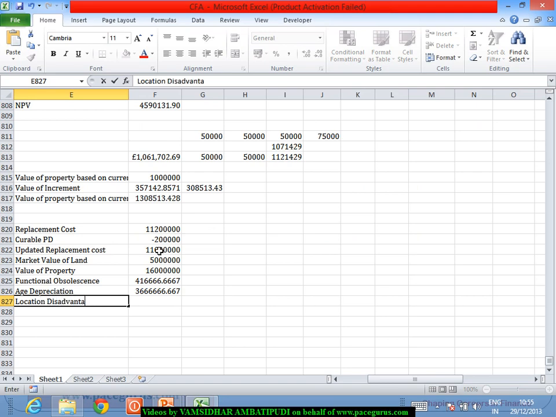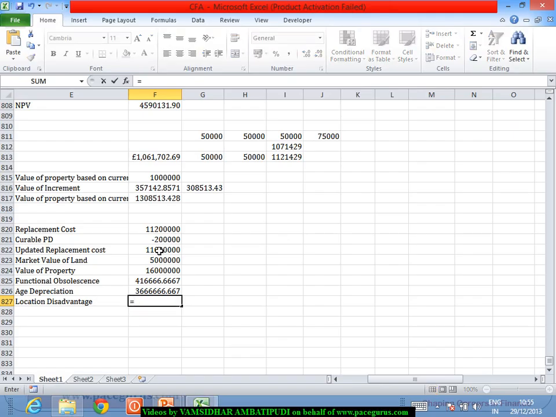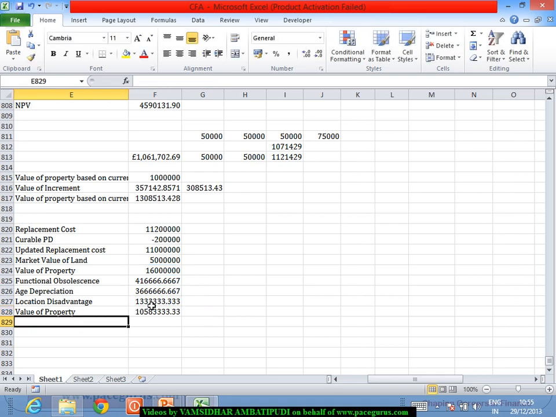There is a location disadvantage, which is losing 80,000 of rent per year. Again, I can find out at the rate of 6% what the loss is. So almost 1.3 million is ending up as a loss here. Based on all these things, I can find out the value of the property. Out of this entire 16 million, I'm going to subtract the functional obsolescence, the age-based depreciation and the location disadvantage, and say that this particular property is worth 10.5 million as of today.